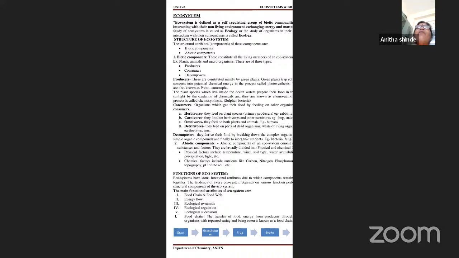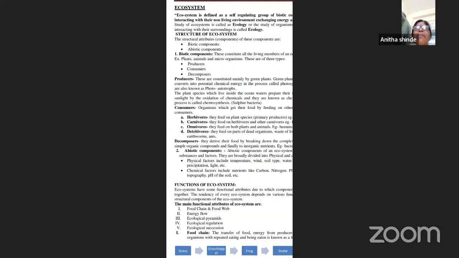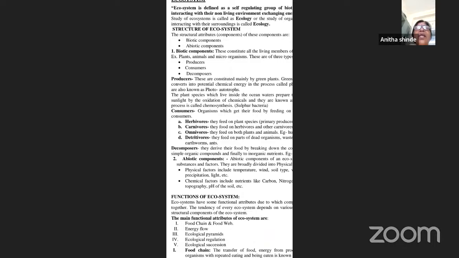In an ecosystem, you have two components. One is called the biotic component and the other is the abiotic component. Biotic components are the living forms and abiotic components are the non-living forms. The biotic component constitutes all the living members of an ecosystem, like plants, animals, as well as microorganisms. Basically, these are of three types: producers, consumers, and decomposers.